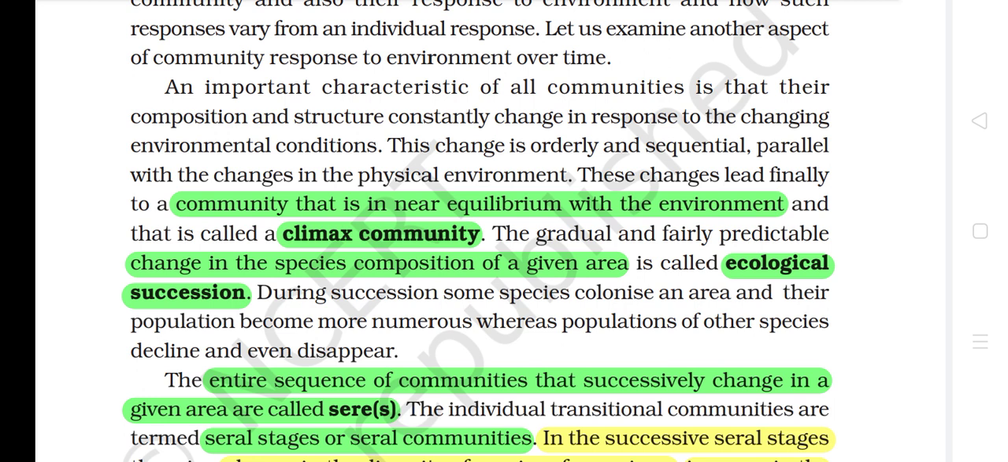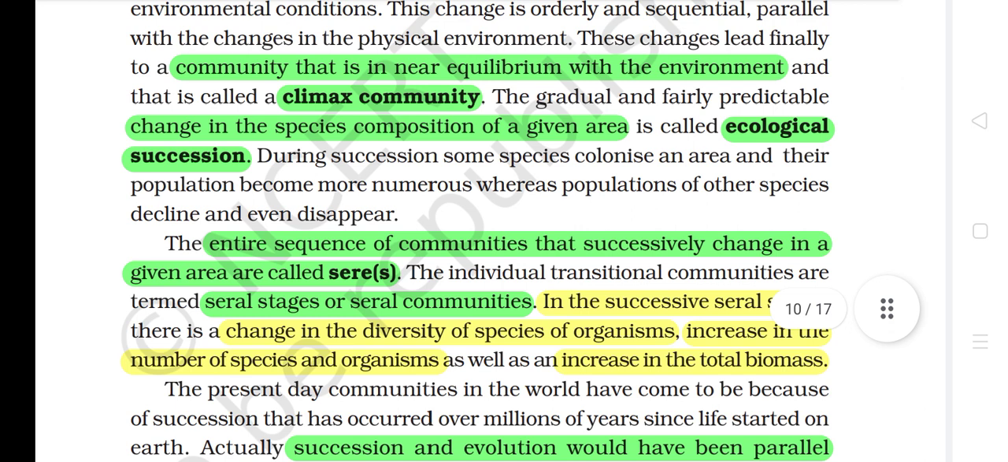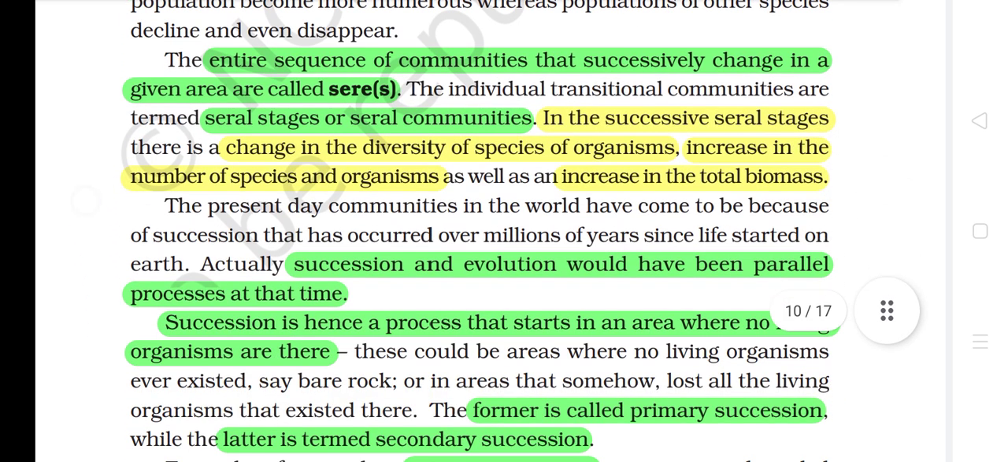These changes lead finally to a community that is in near equilibrium with the environment, and that is called a climax community. The gradual and fairly predictable change in the species composition of a given area is called the ecological succession. During succession, some species colonize an area and their populations become more numerous, whereas populations of other species decline and even disappear. The entire sequence of communities that successively change in a given area are called sere. The individual transitional communities are termed serial stages or seral communities.